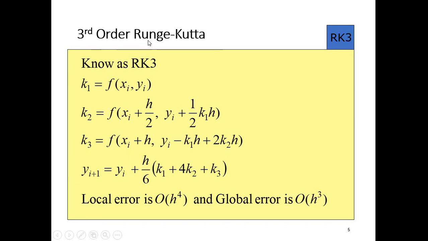And that's how you use the second order Runge-Kutta method. The third order Runge-Kutta method has 3 k values. That's why I say RK3. k1 is equal to f of x as usual, and then k2 is f of x plus h over 2, and yi plus half k1 h, then k3 is f of xi plus h, and yi minus k1 h plus 2k2 h.